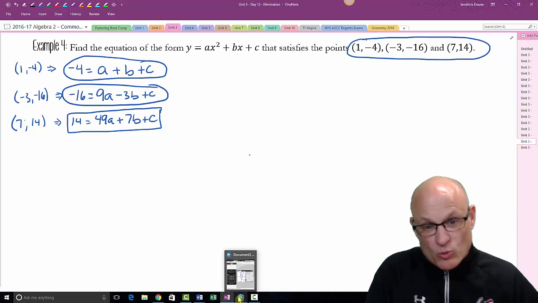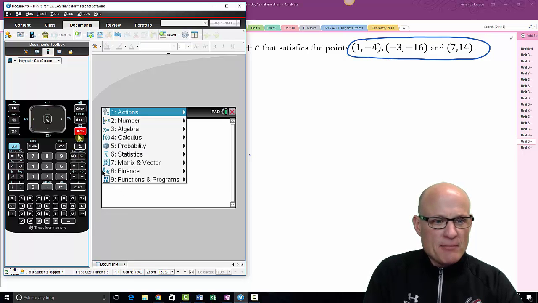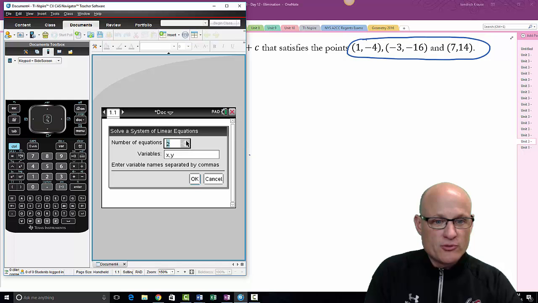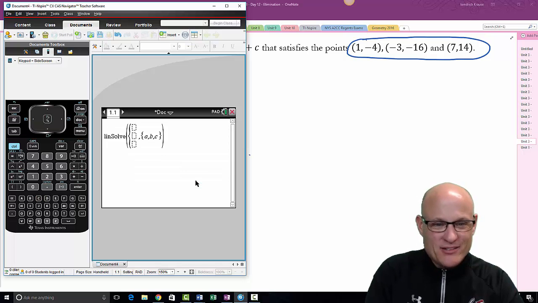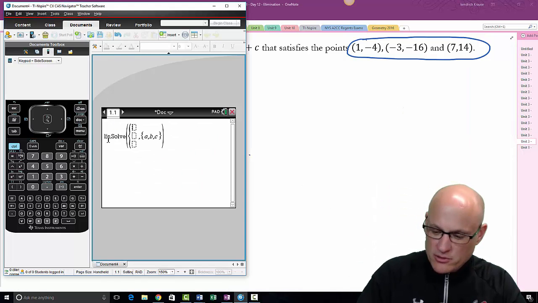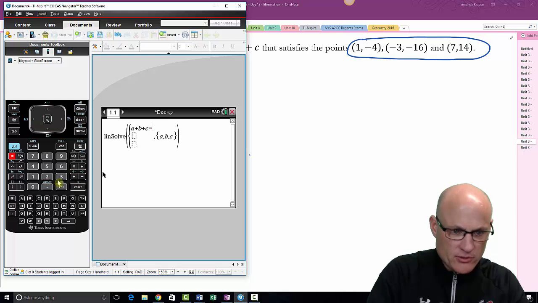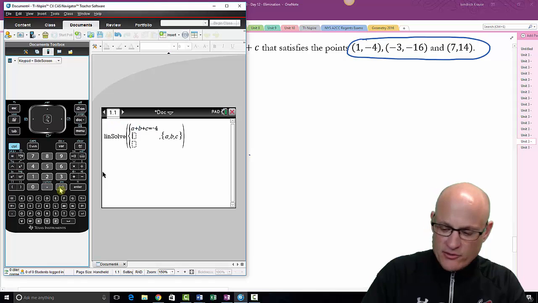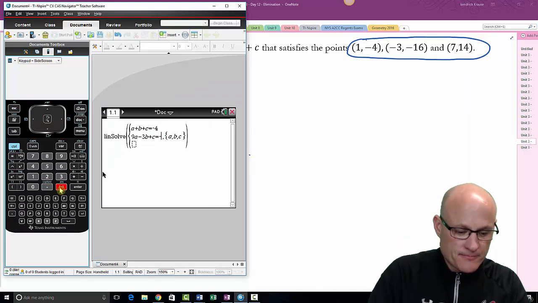I'm going to get my answers because I really like having my answers before I continue. So let's go through menu, algebra, solve systems, and A, comma, B, comma, C. You could use X, Y, Z and just stay with it. It just makes it easier. The first equation is A plus B plus C equals -4. Then 9A minus 3B plus C equals -16.